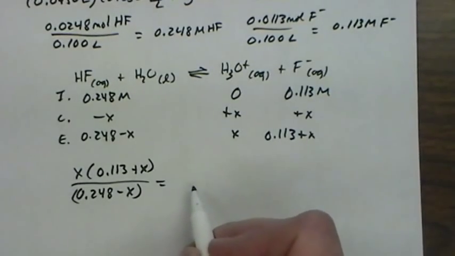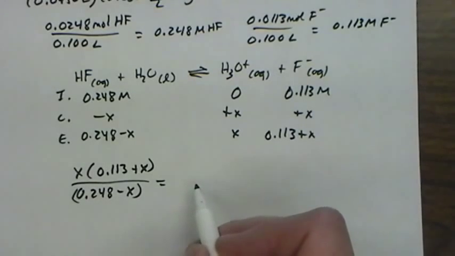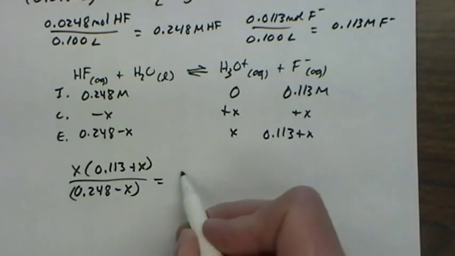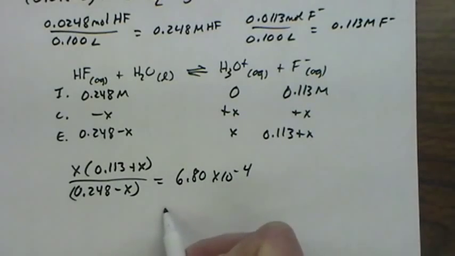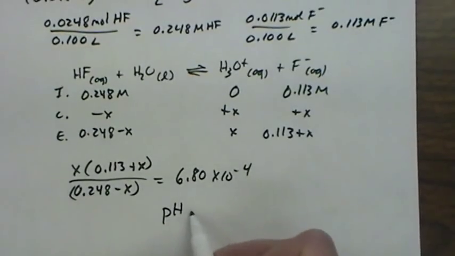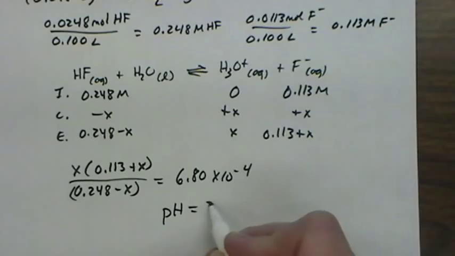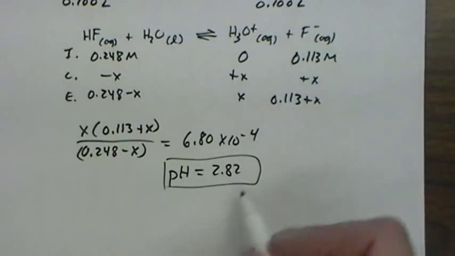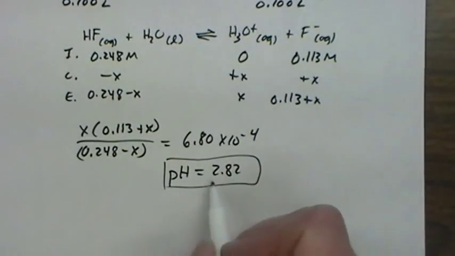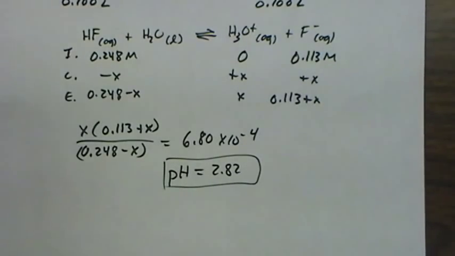So what do we have here? Let me get this right. 6.80 times 10 to the, and I'm going to do this. I'll stop here. Solving for x, the concentration, taking the negative log, we'd end up with a pH of 2.82. Since this isn't part of the problem, it's just something that we'll check when we're done. Okay, so the pH of this buffer solution before we add the acid is 2.82.